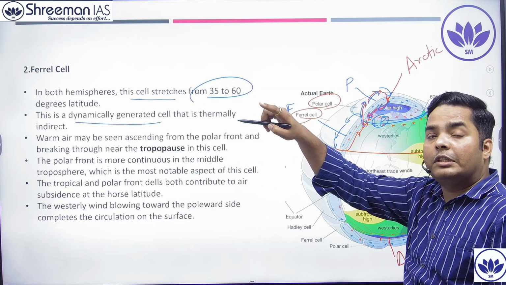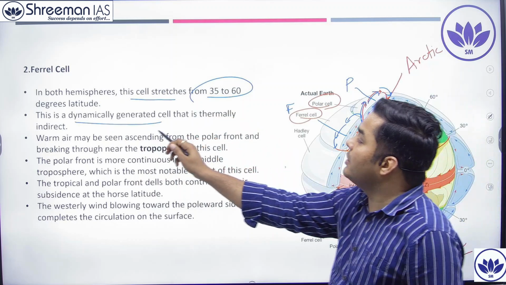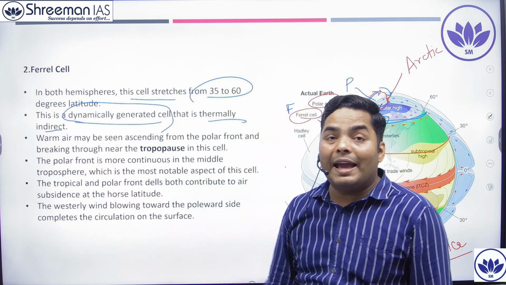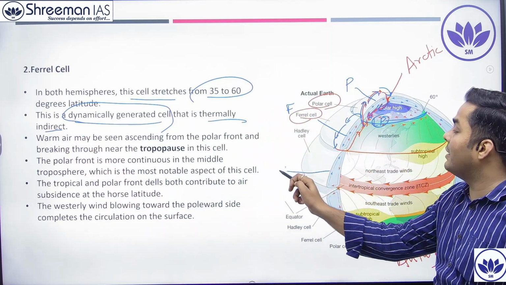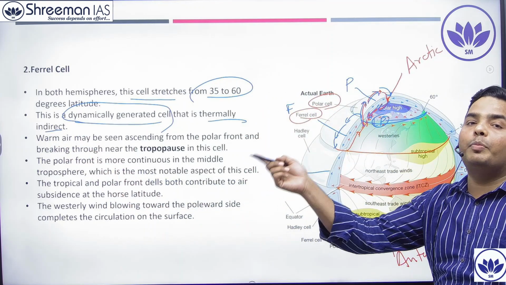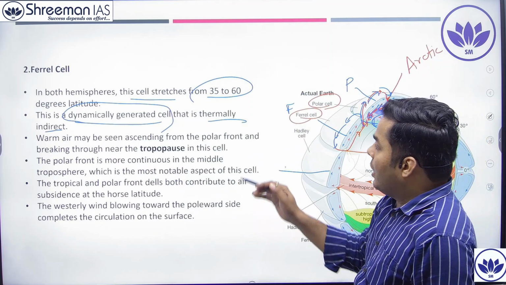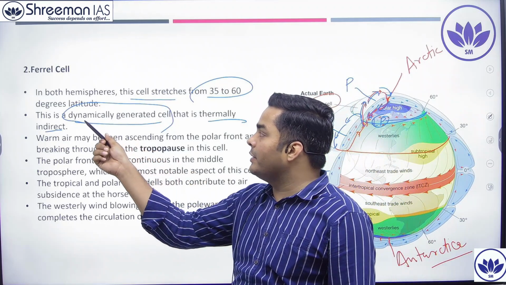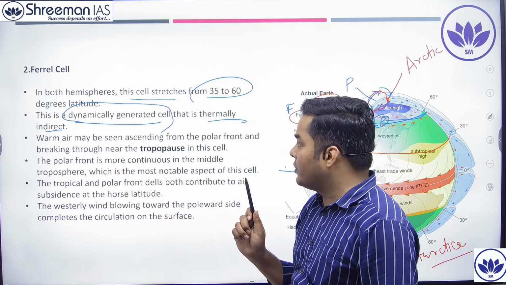The Hadley cell was a thermally induced cell. This is a dynamically generated cell and a thermally indirect cell. The Hadley cell is directly induced by temperature, but this one is indirectly induced by temperature. Basically it is because of dynamical conditions.